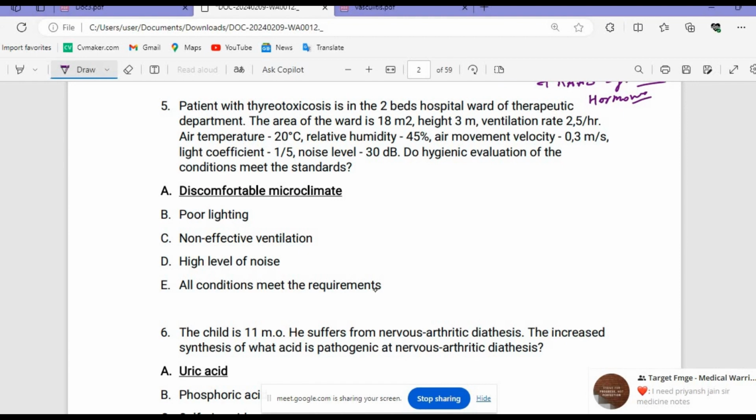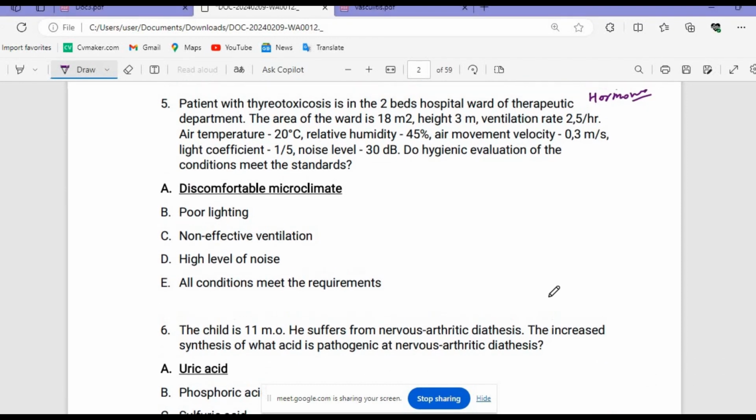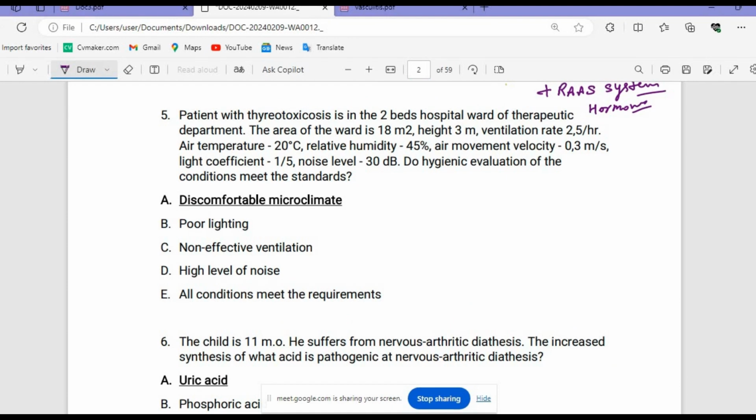Question number 5 is about hygiene. I told you, everything about hygiene we will discuss in the group. I'm just reading it: a 2-bed hospital or therapeutic department, and all the explanation will be shared in the group. Just remember here, if the light coefficient is 1/5, that is a discomfortable microclimate. The light coefficient should be minimum 3-5. This thing you need to remember. Okay, I hope this is clear.